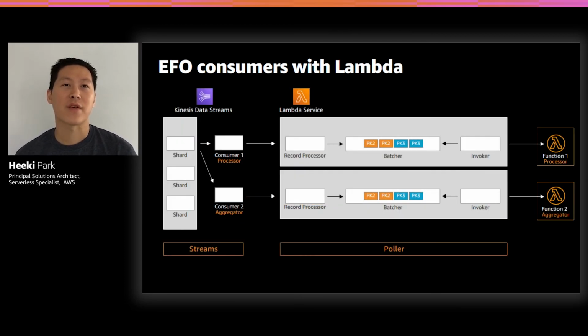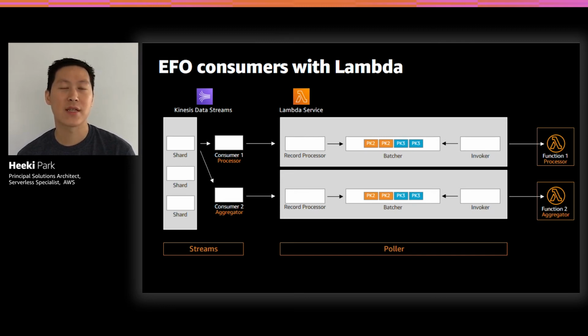Here we have configured 2 separate EFO consumers. You can imagine each of the consumers to be configured for different applications. So for example, consumer 1 could be doing basic aggregation and writing it out to a DynamoDB table. Consumer 2 could be writing the records out as a Parquet file to S3 for later data warehousing purposes.